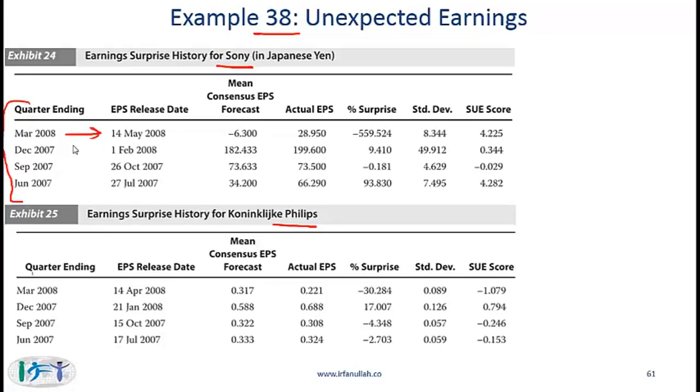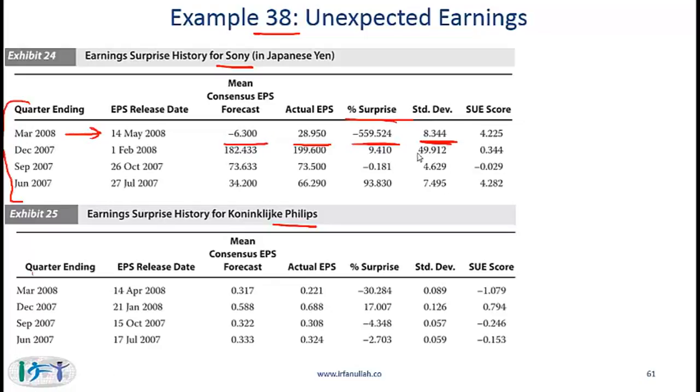If you look at the most recent quarter for Sony, what was the consensus EPS forecast? Minus 6.3. What was the actual EPS? 28.9. What is the percentage earnings surprise? Where does this number come from? This huge number. This is the earnings surprise, which is the difference divided by the forecast.